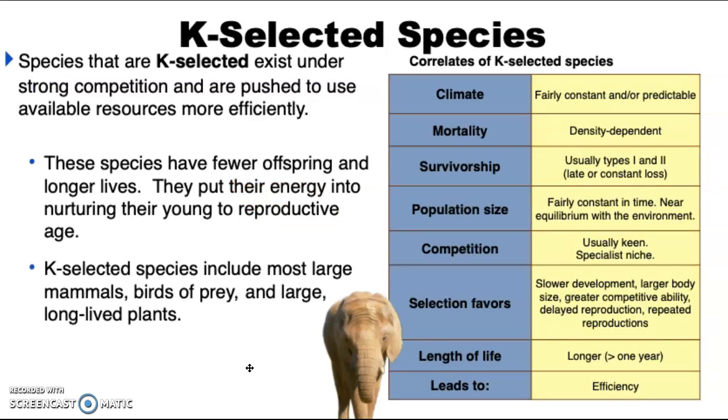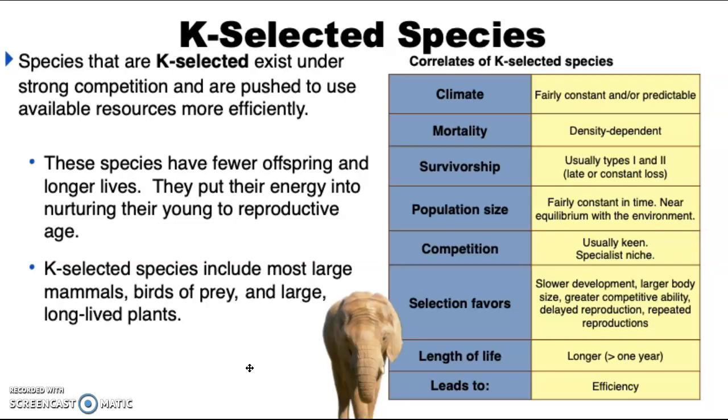Our other selected species are K-selected, and these are more efficient organisms typically. They have fewer offspring with longer lives, but they're putting more effort into raising their offspring. So those offspring are more likely to survive. That's why they have fewer to begin with. So most large mammals, elephants, humans, birds of prey, these are going to be K-selected species.